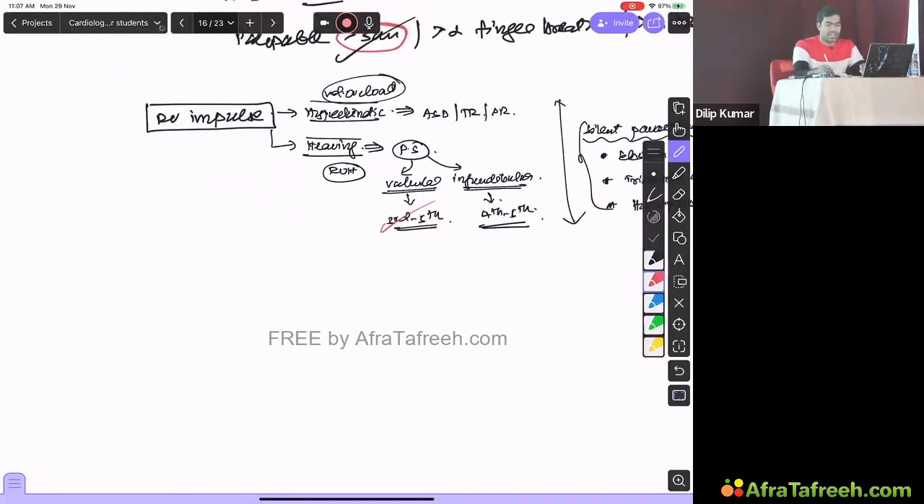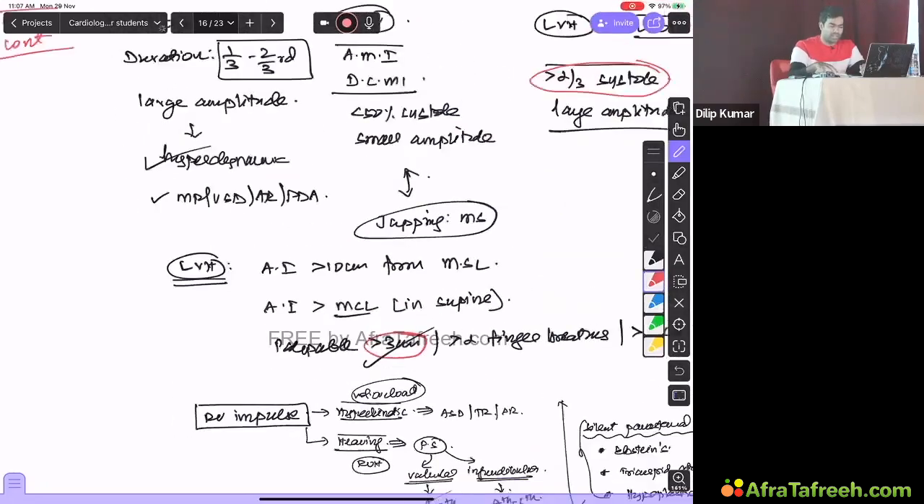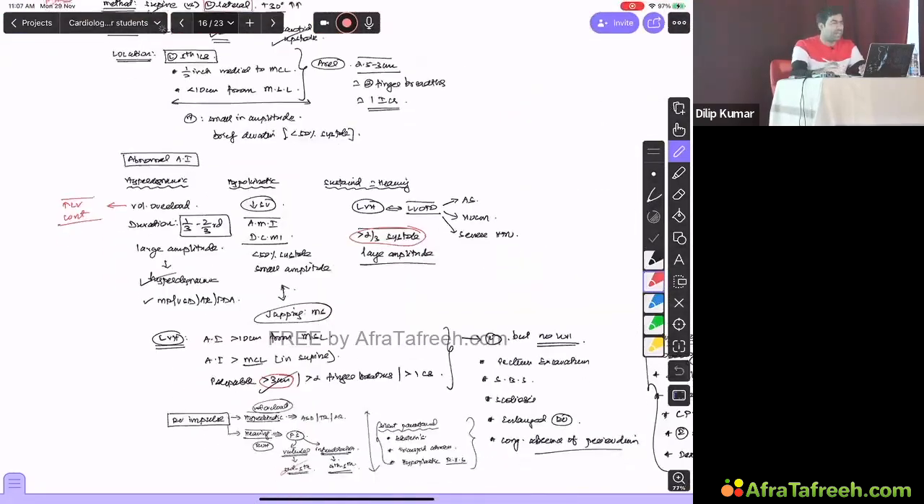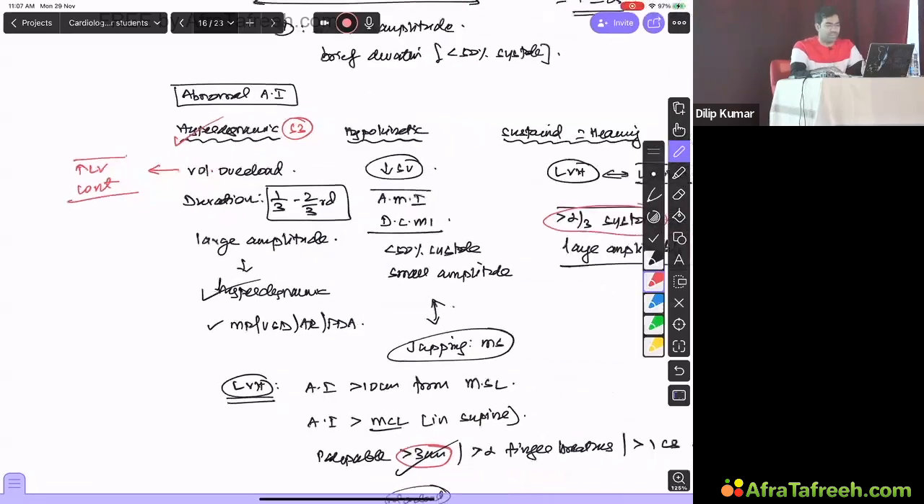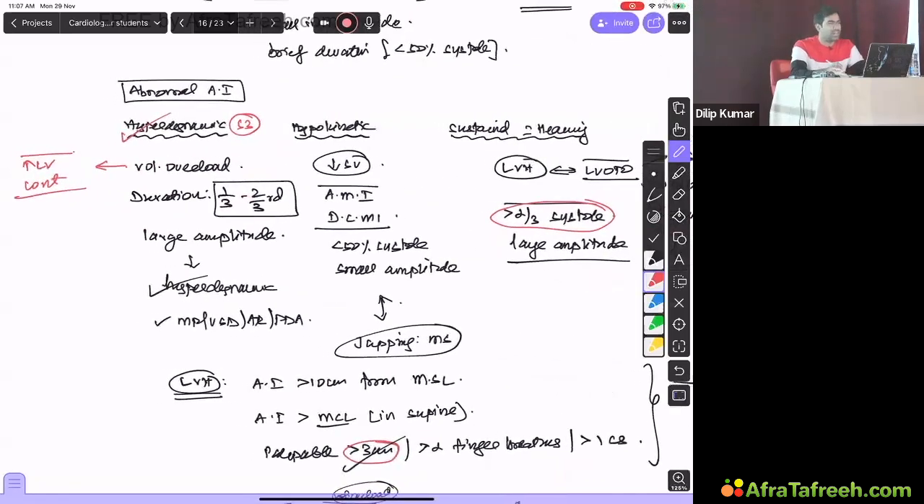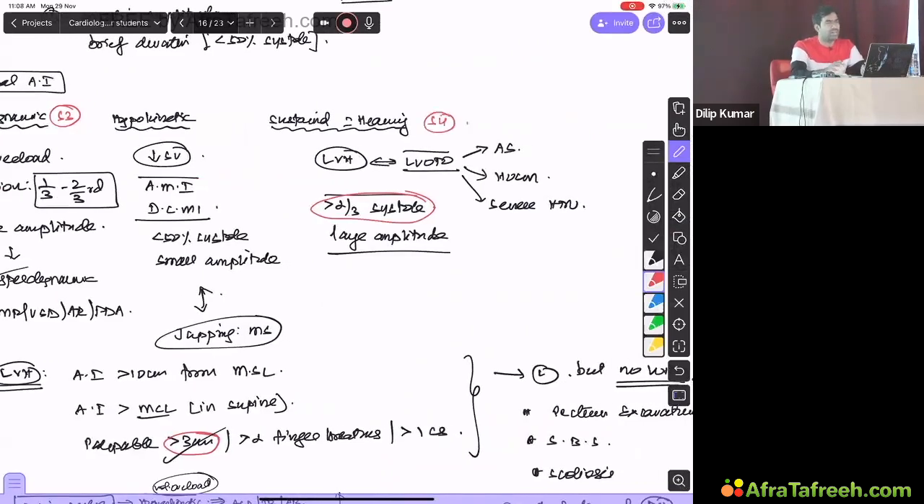That's all. And generally speaking, one more important thing I want to say: whenever there is a volume overload, hyperdynamic ventricle or hyperdynamic apical impulse, S3 is very, very common. I told you S3 is a sound that comes because of what? Volume overload. Whenever there is a sustained or heaving type of apical impulse, S4, the fourth heart sound, is something that you see very commonly. S3 in patients having hyperdynamic apical impulse and S4 in patients with heaving apical impulse. And sometimes S3 and S4 can happen together also, because the ventricle can be both hypertrophied as well as volume overloaded.